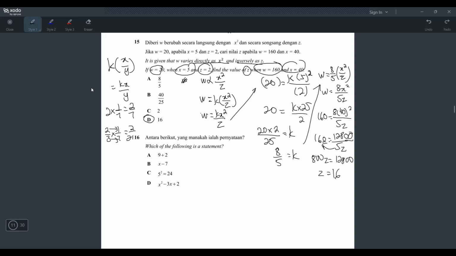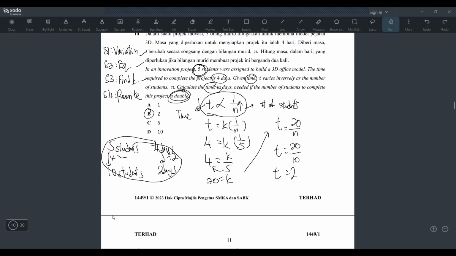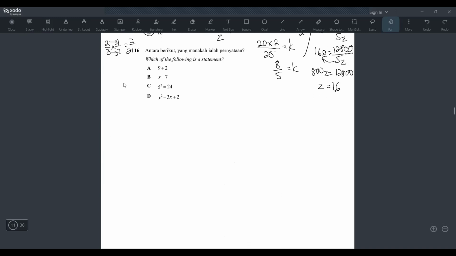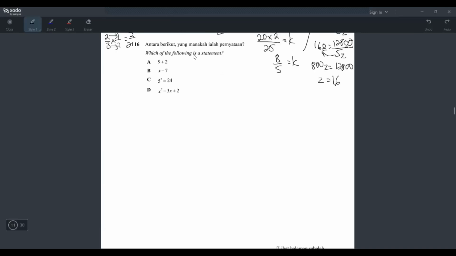And this 15 and 14, they are both variation, right? I just noticed, both questions ask variation. Okay, so just follow the steps. Number 16, which of the following is a statement? Okay, you need to understand what is a statement. A statement is a sentence which is either true or false.